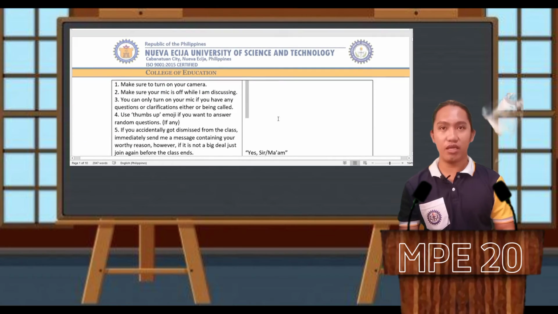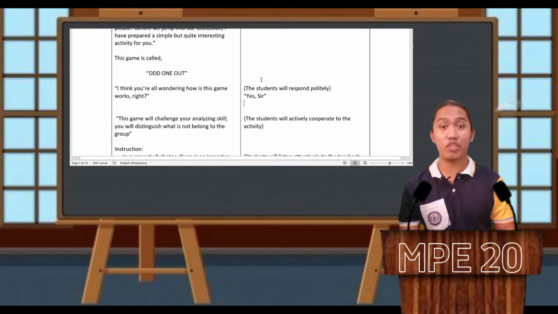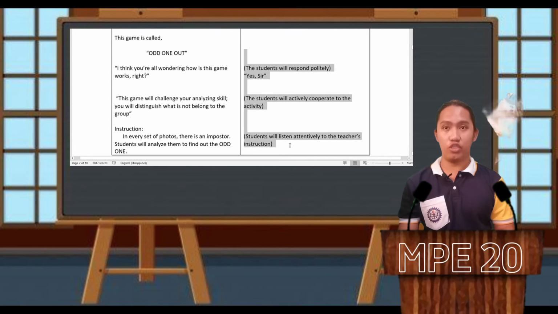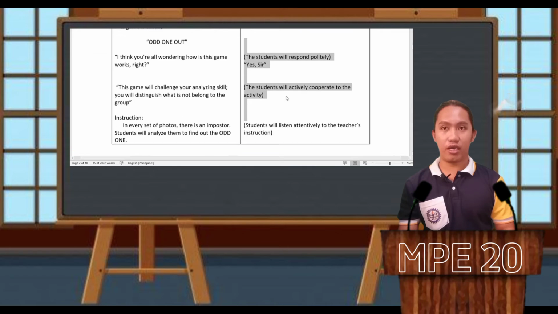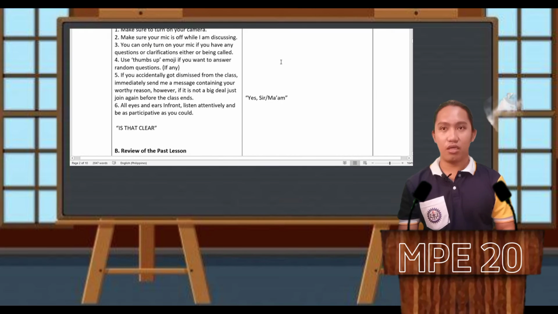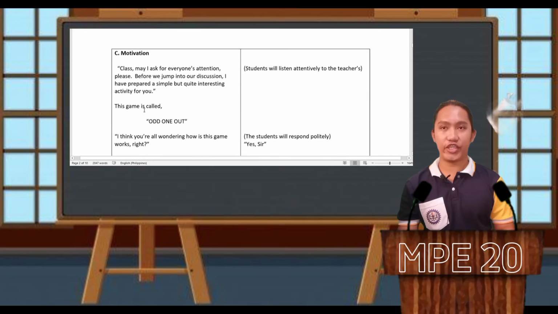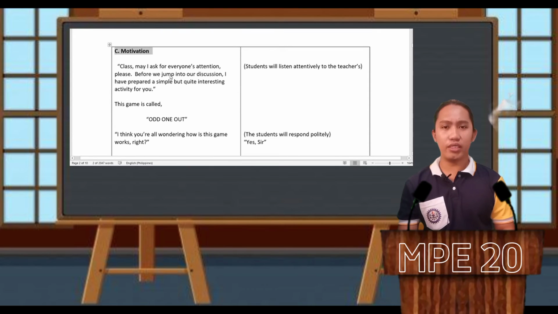As you can see, put here the students' activity. So you will put here the expected response that your students will give you during the discussion. It's either the preliminary activities or even the proper discussion itself. Okay. So we're done with the review of past lesson. Let us now move on to the motivation. Here in motivation, you will do an activity that will lift up and boost the confidence of the students before the lesson. And you will lighten up their mind to get ready for the discussion.